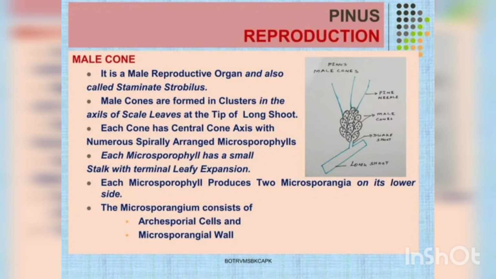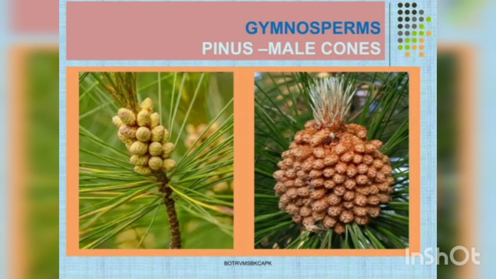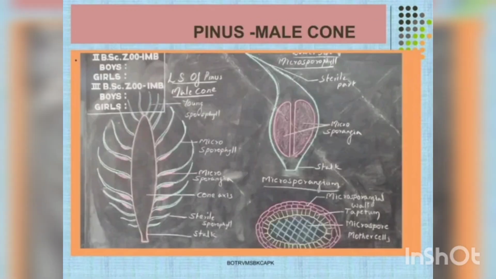So, the male reproductive organs or the staminate strobili are produced in clusters. What we see here is a cluster of male cones. Each grape-like structure is the male cone. Each male cone, when we take, we can see the cross section of it. Each male cone consists of microsporophylls. We can see leaf-like microsporophylls. They are arranged spirally on the cone axis. When you take one microsporophyll, we can see that it consists of a tiny stalk and two microsporangia.